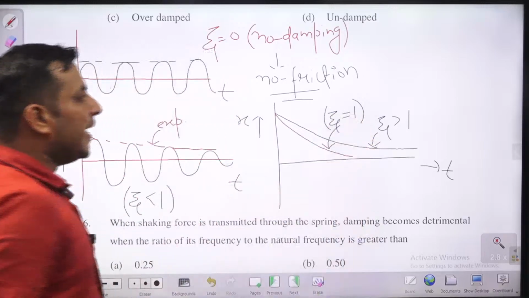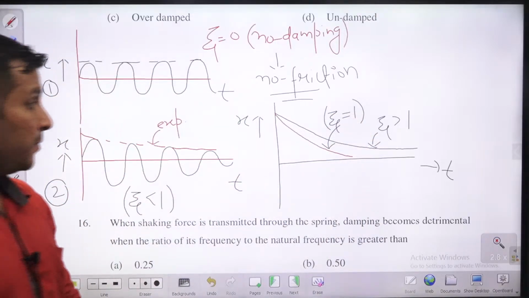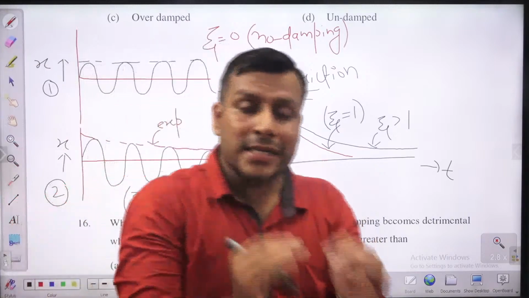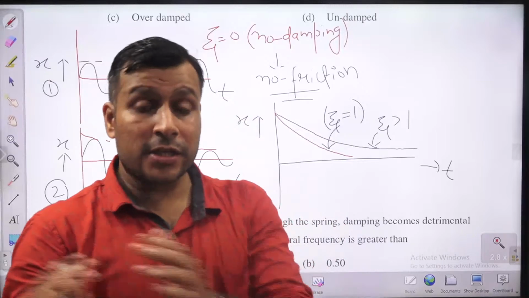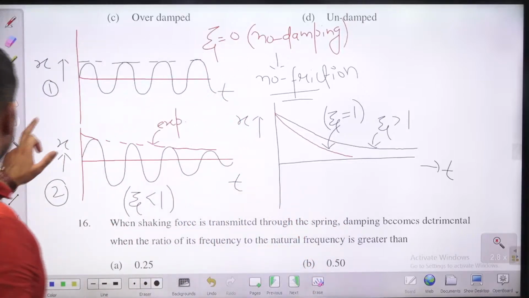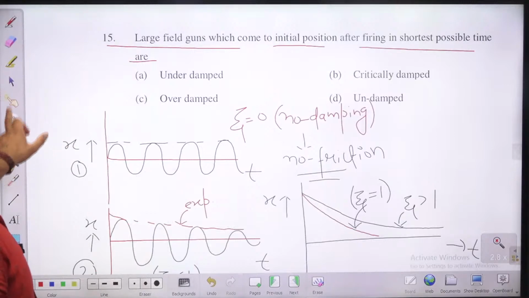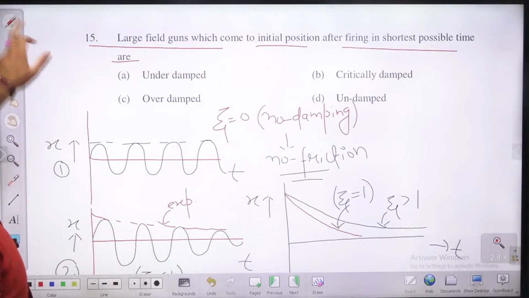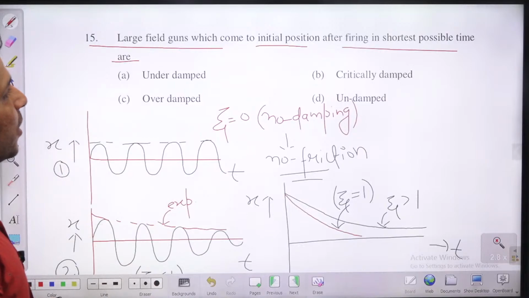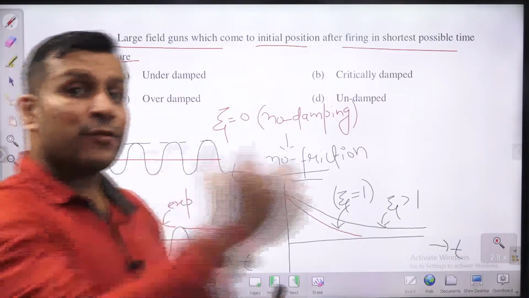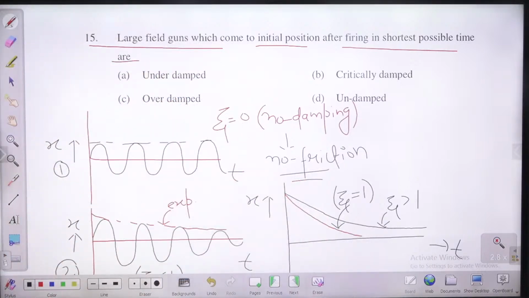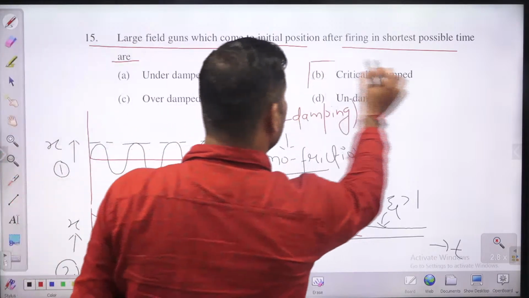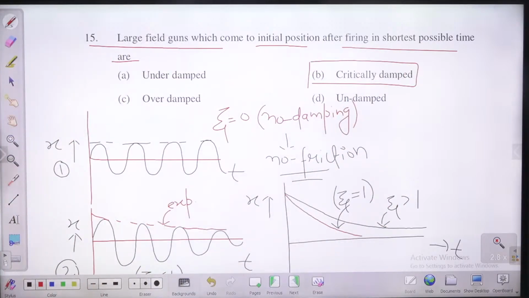It is observed that in a critically damped system, the body takes the shortest time to reach its equilibrium condition, its initial position. That is required because if you are firing some kind of gun, the gun should reach its initial position in the minimum time so that the next fire can be carried out. Otherwise, your aim may not be good. So yes, field guns are designed with critical damping so that they reach their initial position in the shortest time possible.